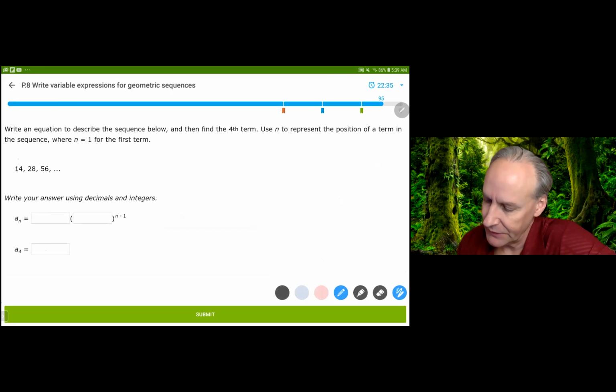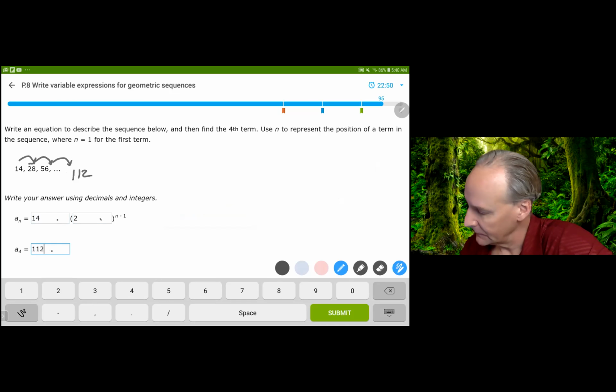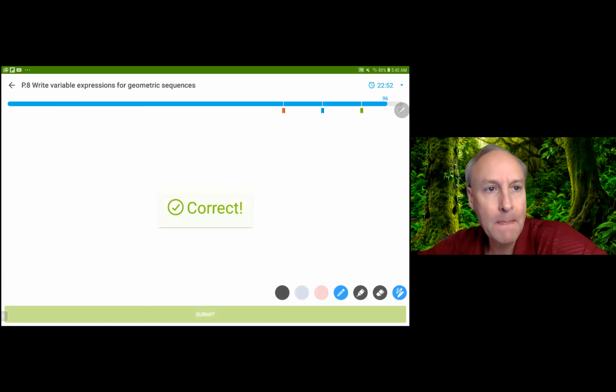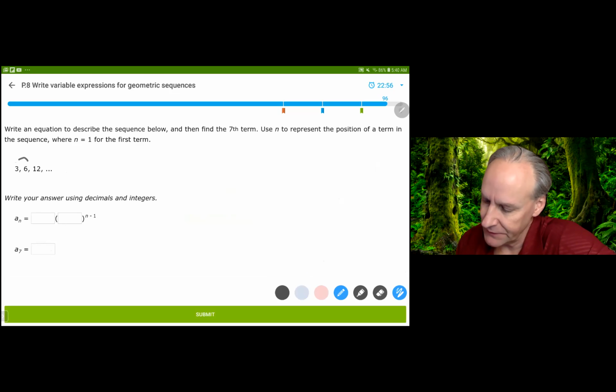Okay, we multiplied by 2. Our first term is 14, no sign problems. And the fourth term, of course, is 112, isn't it? We multiply by 2. Looks good.